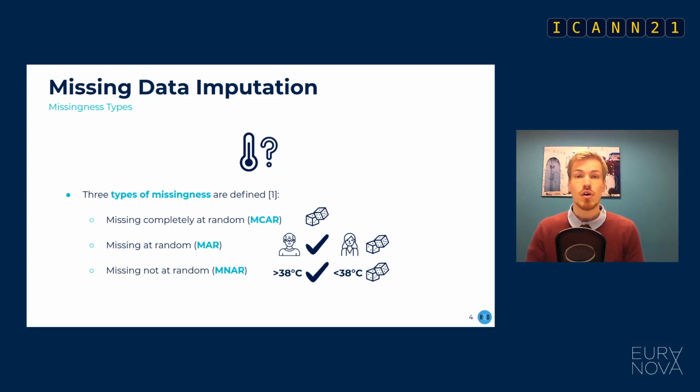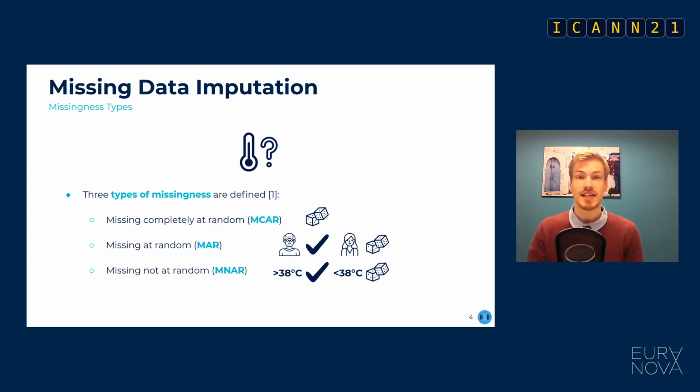If you choose to always take the temperature of the people for whom it seems useful, for example, those who seem to have a high temperature, and choose randomly for the others, the missingness will be referred to as missing not at random, or MNAR. The fact that a value is missing depends on the missing value itself.